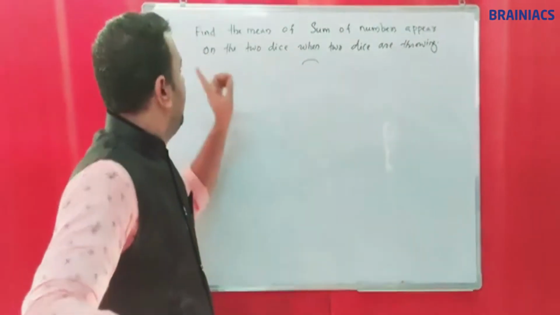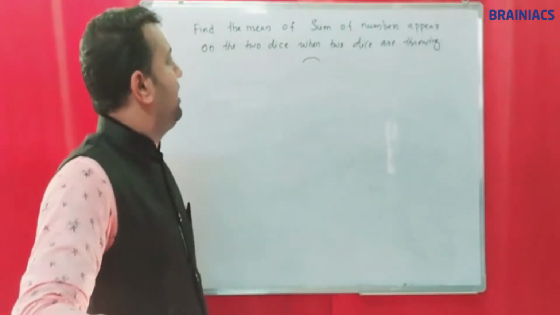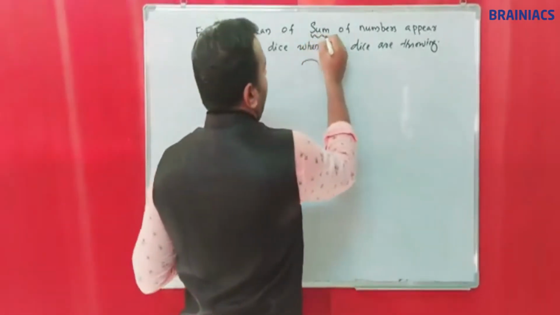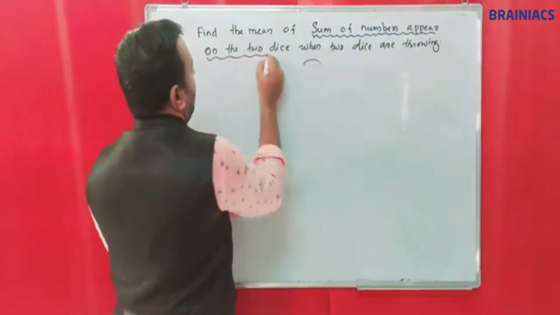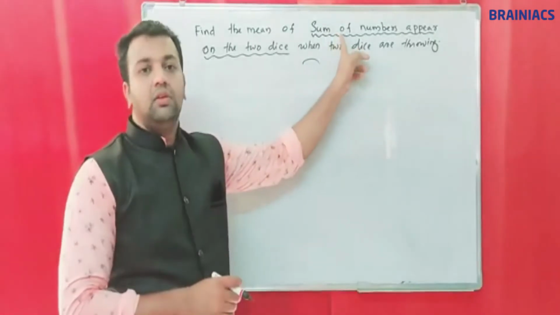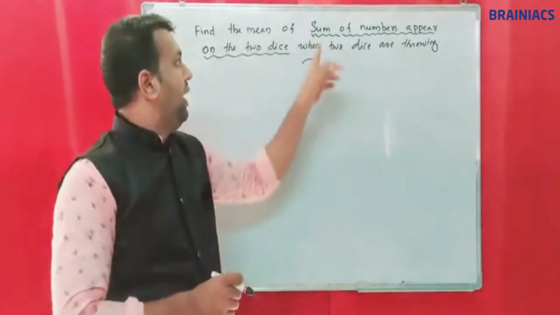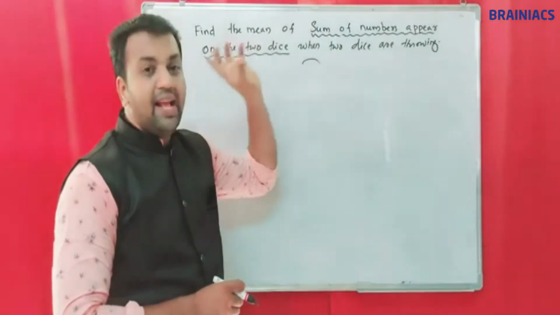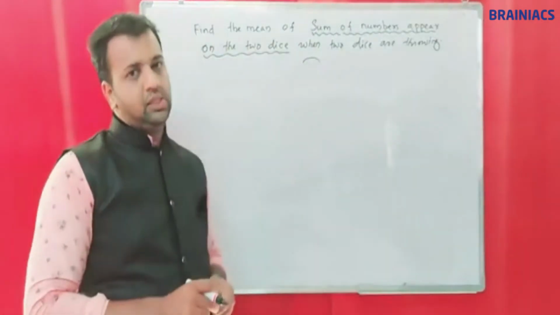Next question is, find the mean of the sum of numbers that appear on the 2 dice when 2 dice are thrown. This sentence represents a random variable. Here we take x as the random variable. Then x denotes the sum of numbers that appear on the 2 dice.